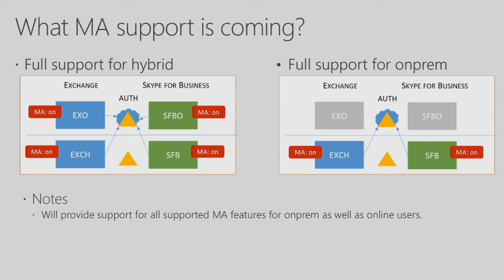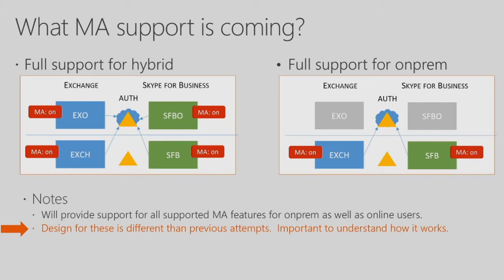Now, if you were really paying attention, what you'll notice is that there are some things in this topology that are a little bit different. Basically, what's different is that these lines that go from the on-prem server to identity, they're using online identity, okay? I'm going to talk about this a lot more in my future slides. But the architecture here, the design, is different than the way that we've tried to solve this in the past, and it's important to understand this. Anyway, so this is what's coming, all right?